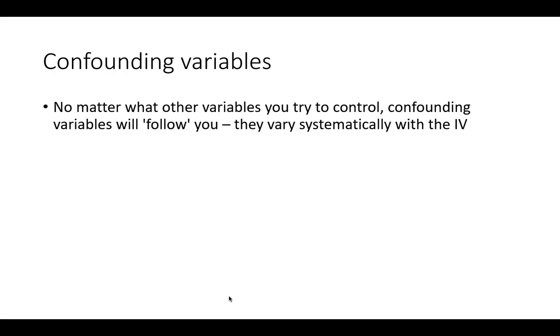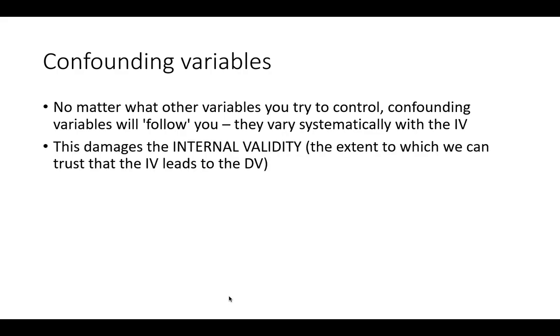Okay, so no matter what other variables you try to control, confounding variables will follow you. They vary systematically with the IV. This damages the internal validity, the extent to which we trust that the IV leads to the DV. That is our internal validity. You'll have more on that later on. Okay, on to demand characteristics.